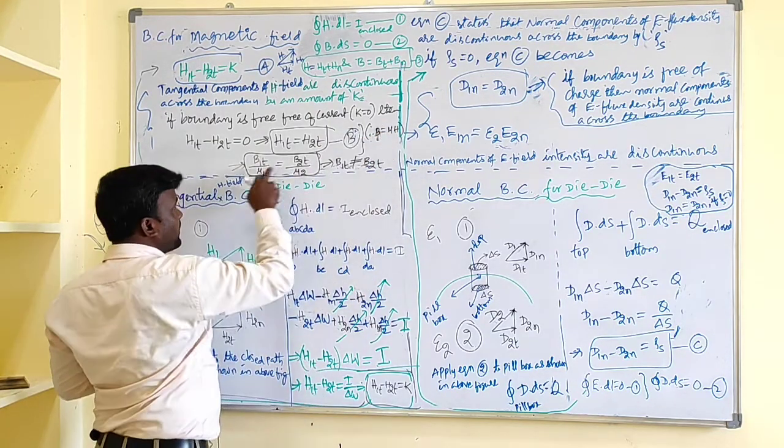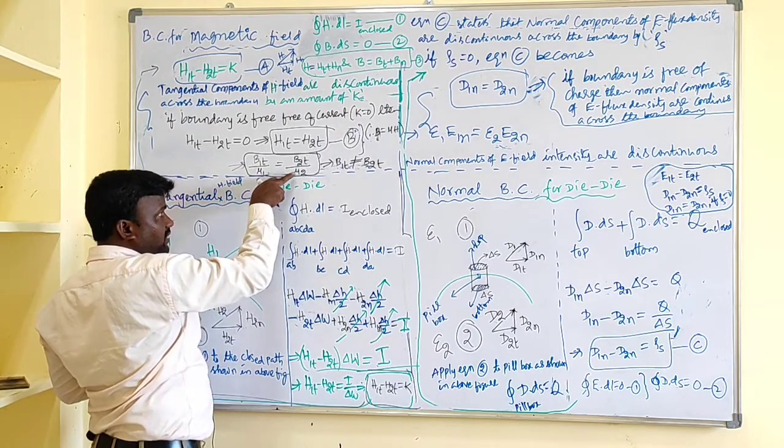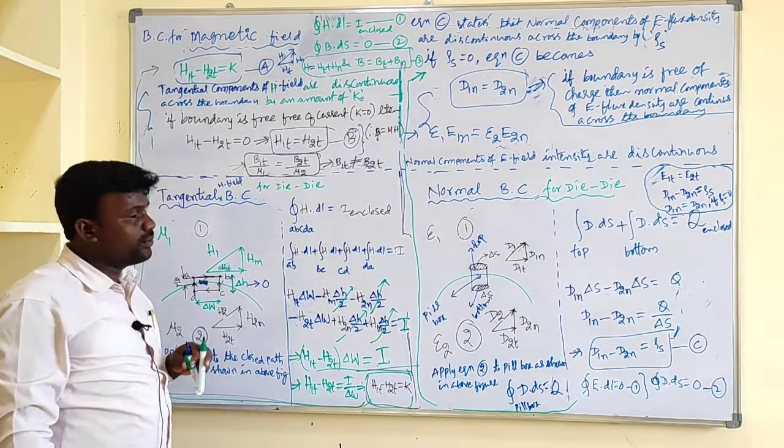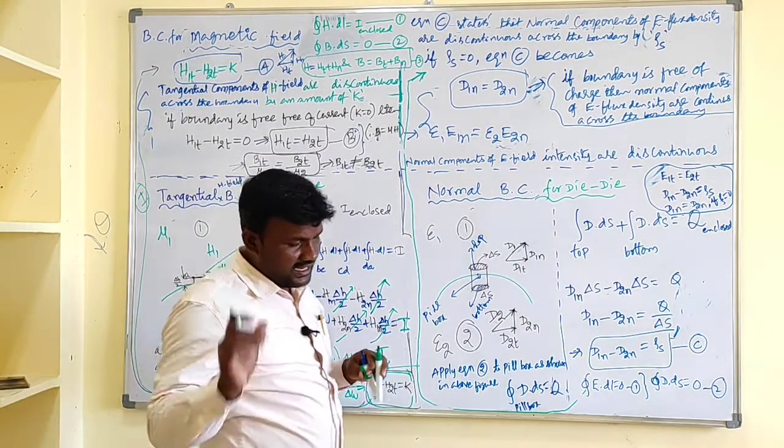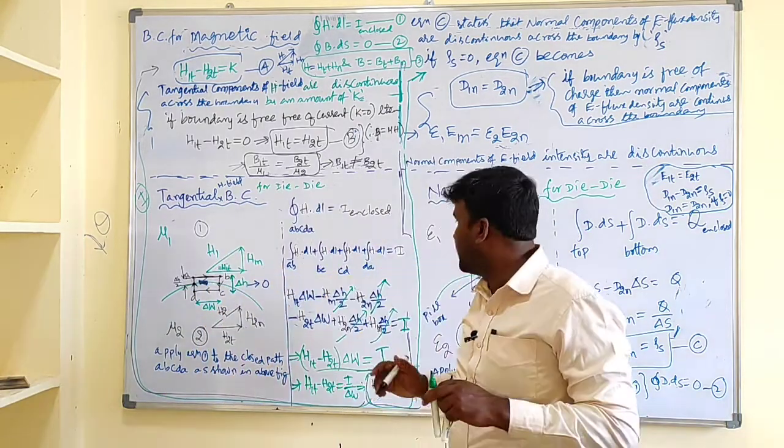B by mu. From that we can write H1t as B1t by mu1, and H2t can be written as B2t by mu2. T indicates the tangential components.